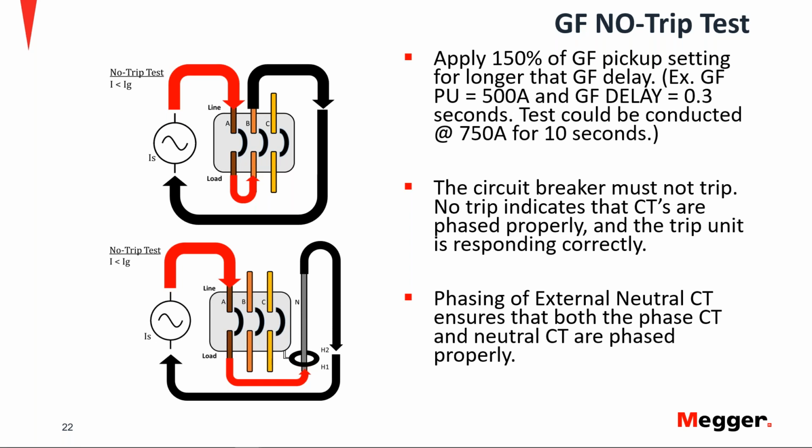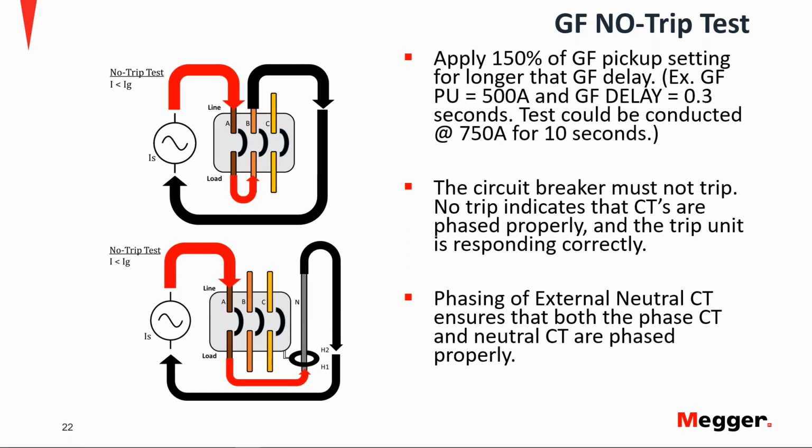Going on now to the no trip test, we already have the pickup. Our connections will be different. If we compare these connections, as you can see, we have to short or use a jumper to connect two phases in series, both for the trip pole and the external neutral CT. You use the two phases, or in the case of the neutral, you use the neutral as a return path. Of course, on these tests, we expect that the breaker will not trip.